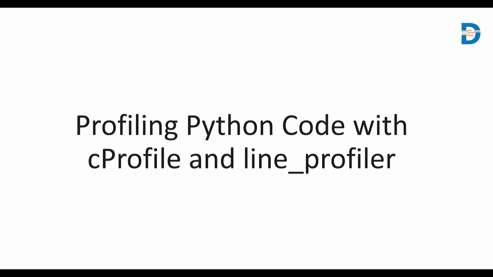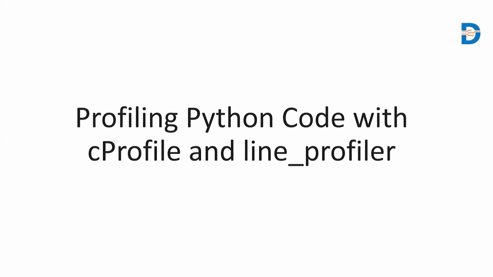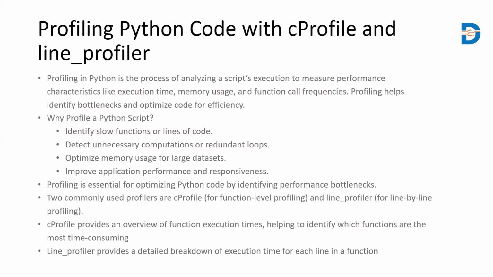Hi everyone. Today let us talk about profiling Python code with cProfile and line profiler. Now, profiling is the process of analyzing a script's execution to measure the performance characteristics like execution time, memory usage, how frequently functions are called, all of it. Profiling helps to identify the bottlenecks and optimize the code for efficiency.